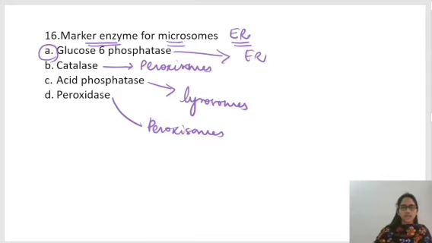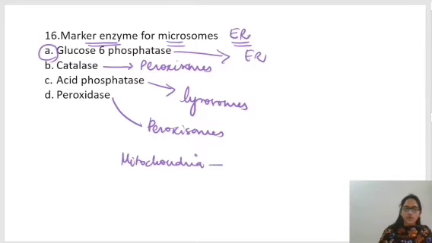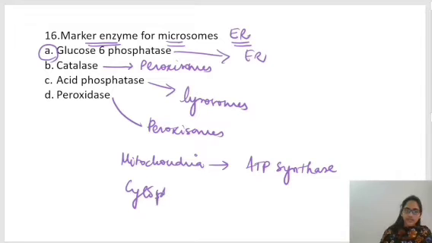What is the marker enzyme for mitochondria? For mitochondria, all enzymes of the electron transport chain can be used as marker enzymes, for example ATP synthase. And for cytoplasm, what is the marker enzyme? Lactate dehydrogenase.